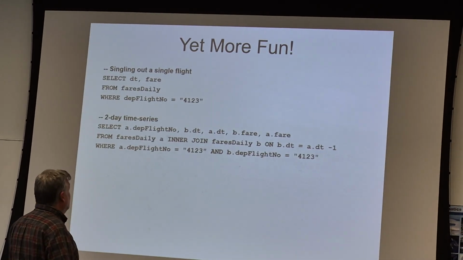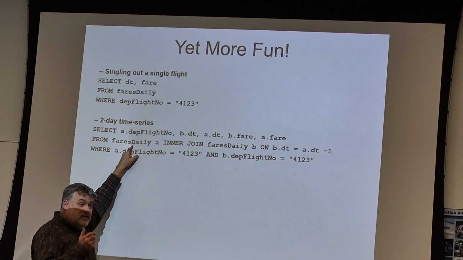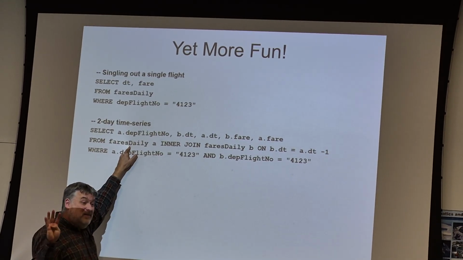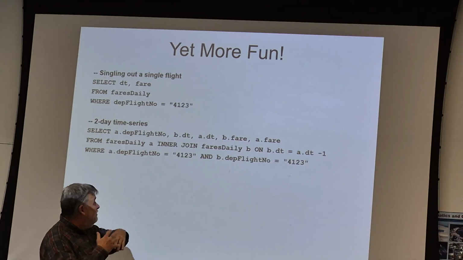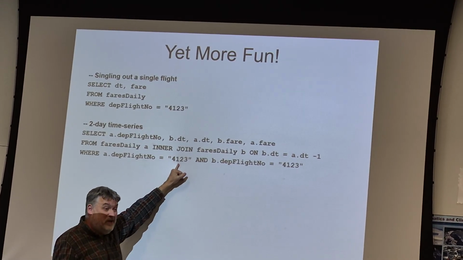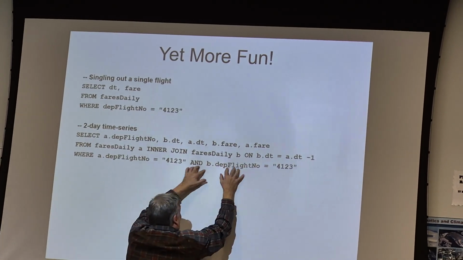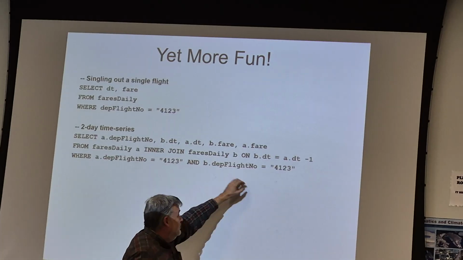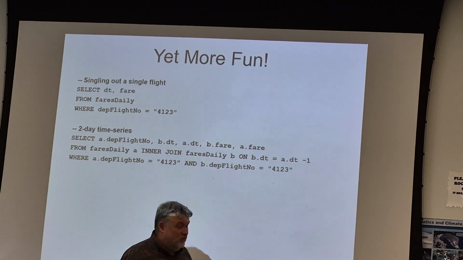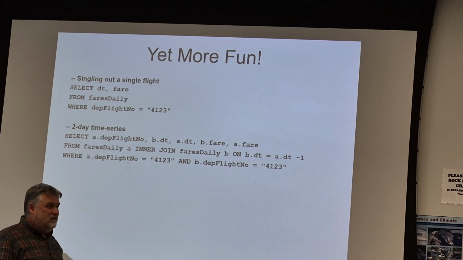And I'm grabbing all of this out of the Ferris Daily table, which contains 4 different flights. And I don't really want to join my flight number data from 4123 to something that's not 4123. And so I'm making sure that all joined rows in A and B are also for flight number 4123, as well as for having the date off by 1.